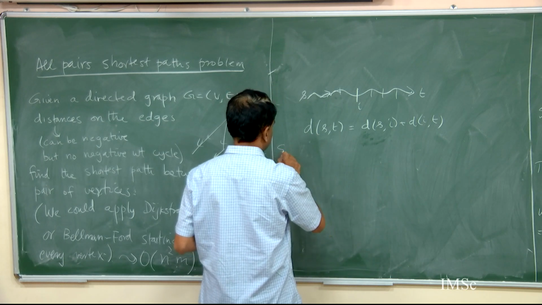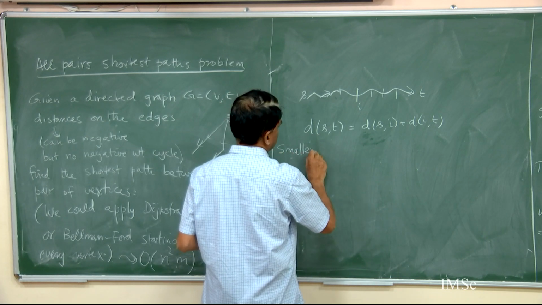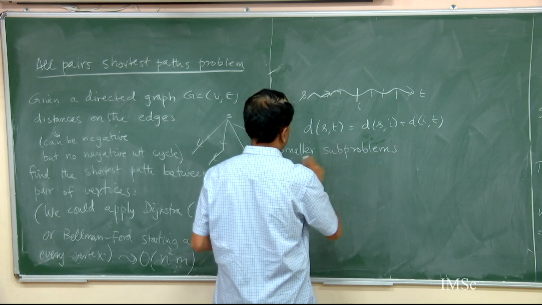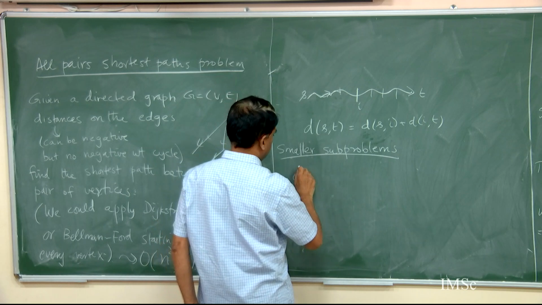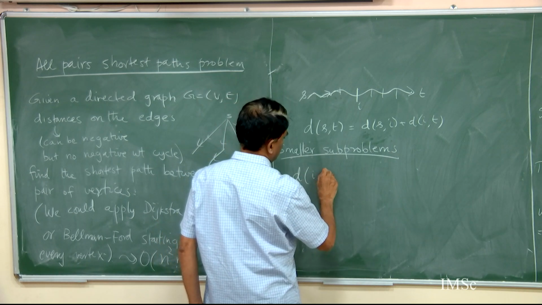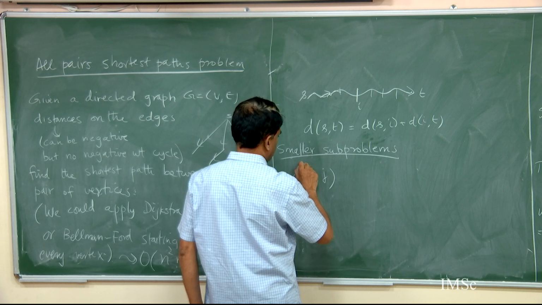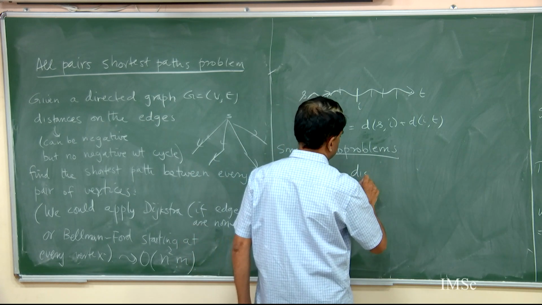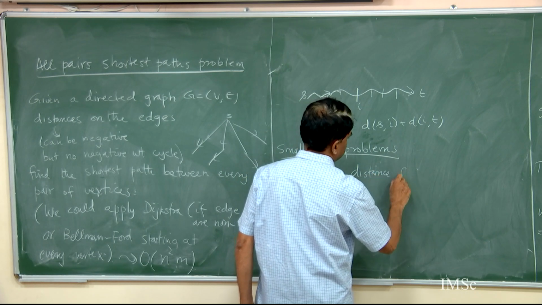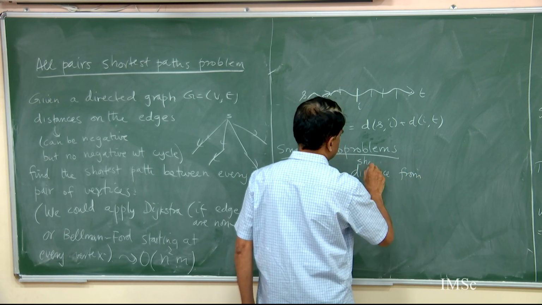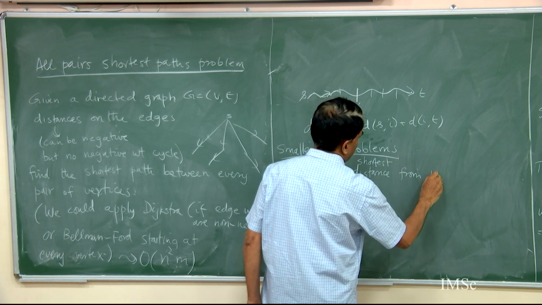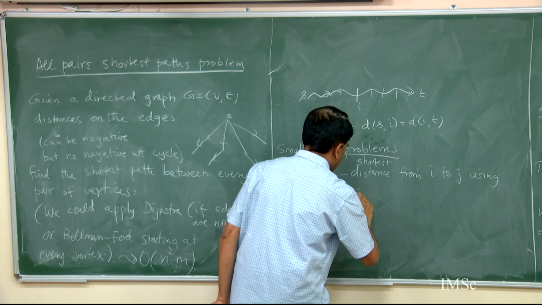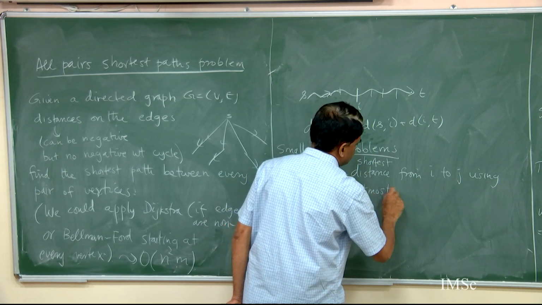The distance from i to j using length m, right? The shortest distance from i to j using at most m edges.